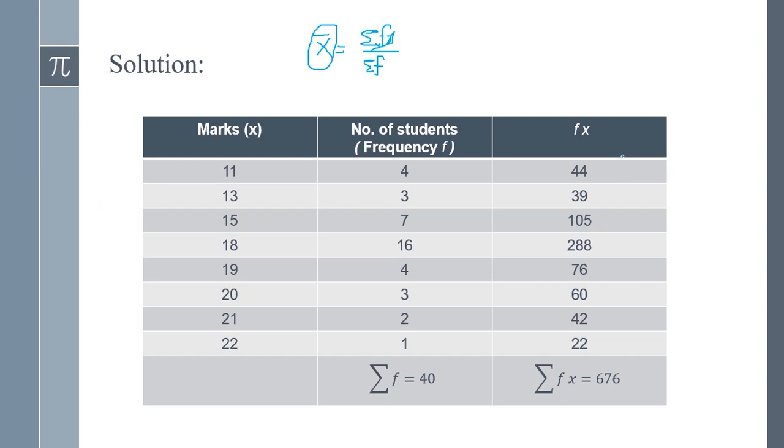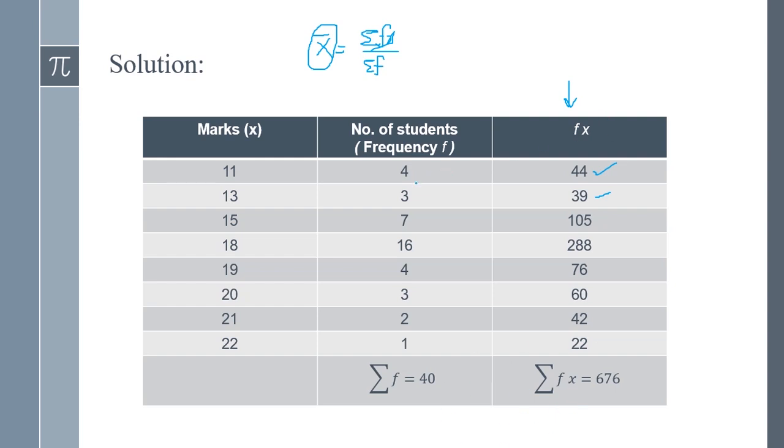11 into 4 will be equal to 44. 13 into 3 is 39. 15 into 7 is 105, and so on. We simply multiply x to the f and get a new column which is labeled as fx. Now, what is summation? Summation means when we add up so many values, so we represent this as summation, which is a bigger notation for the sum.